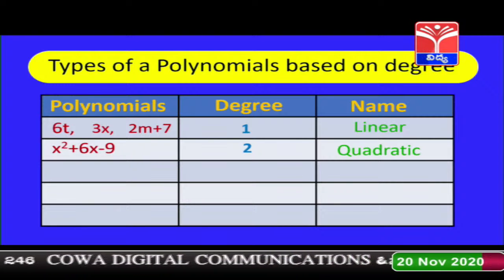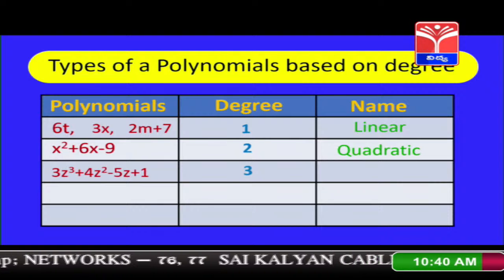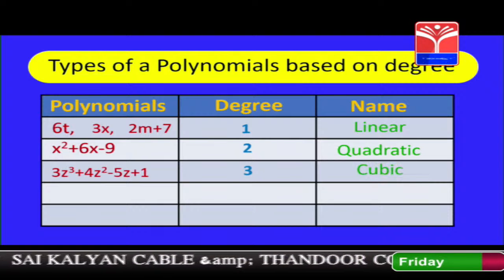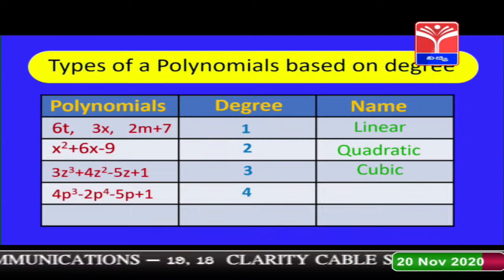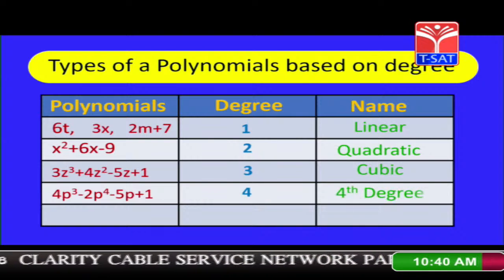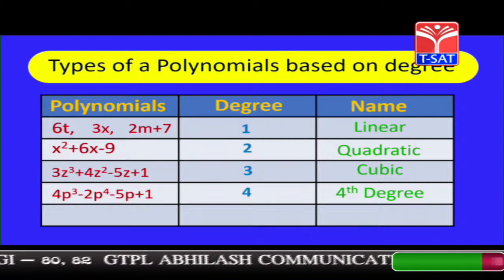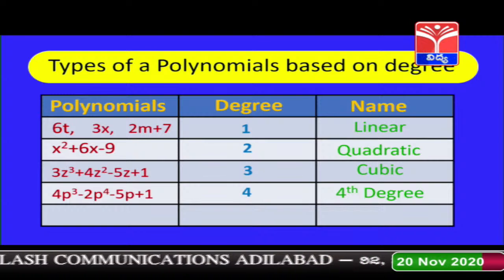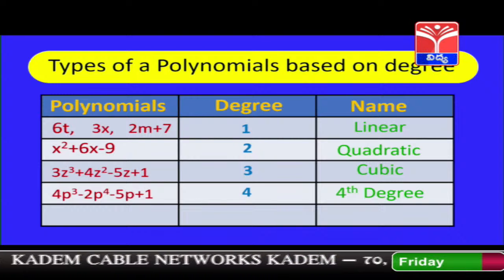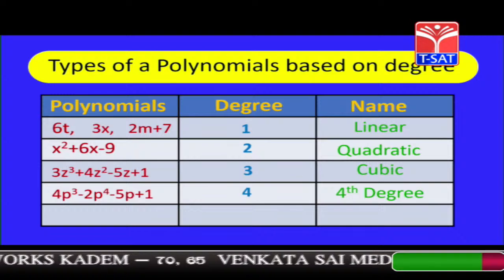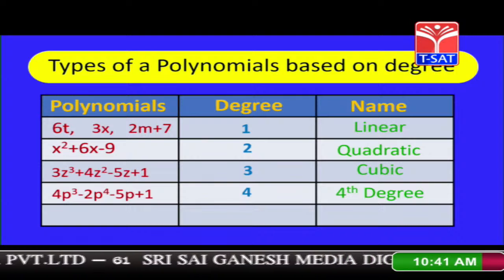Now we have one more example here, which is a third degree polynomial. It is called a cubic polynomial. Names of different polynomials. From now onwards, if it is fourth degree, there is no particular name, just simply fourth degree polynomial. Here one example is given, 4p cube minus 2p to the power of 4 minus 5p plus 1. Here the highest exponent of the variable is not in the first place. So we should read all the terms, then decide the degree of the polynomial.